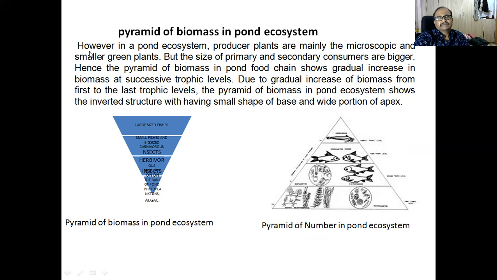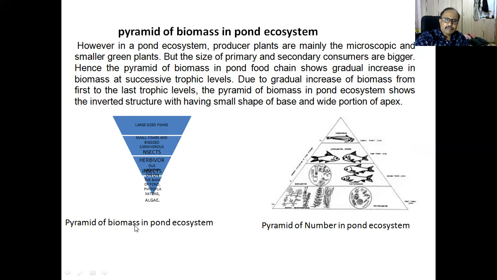Okay, see here. In pond ecosystem, this pyramid of biomass shows the inverted structure. यहाँ पे inverted structure बता रहा है. This is the pyramid of number and this blue is the pyramid of biomass in pond ecosystem. ये pond ecosystem में pyramid of number is showing the upright structure because here numbers are counted to plot this pyramid. Here in this case pyramid of biomass, the dry weight of organisms is taken in consideration to plot this pyramid.